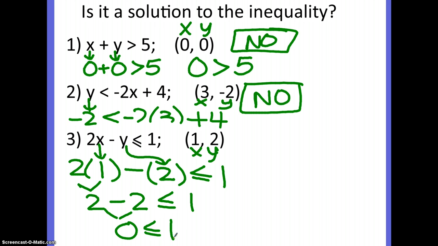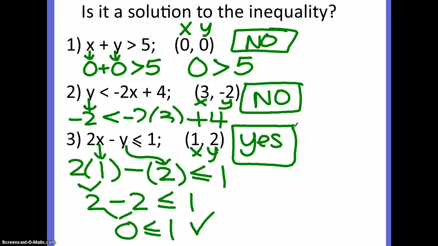Is 0 less or equal to 1? It could be one or the other. If it's less, it'll work. If it's equal, it'll work. So, since it's less, then yes, the point 1, comma 2 is a solution.